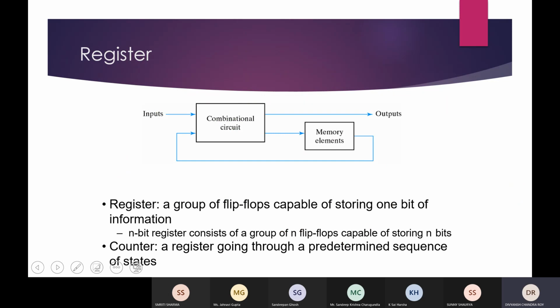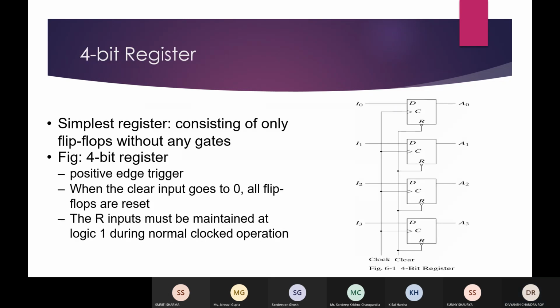Now the registers. The registers are a group of n flip-flops that are capable of storing n-bit binary information. The simplest register is a group of flip-flops without any gates. This is the circuit diagram of a 4-bit register. It has 4 inputs, I0, I1, I2 and I3, through which the data is fed to the register, and it has 4 outputs, A0, A1, A2 and A3, through which the register value gets outputted.